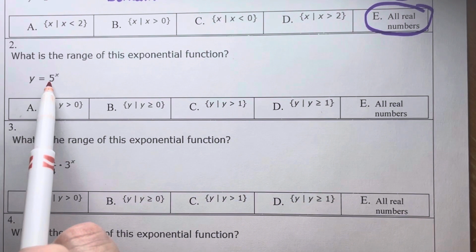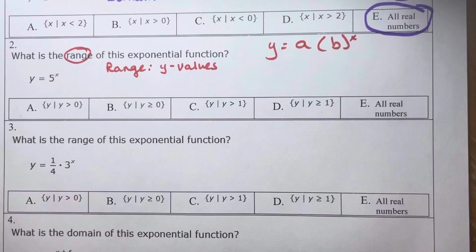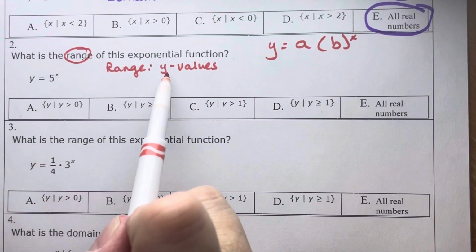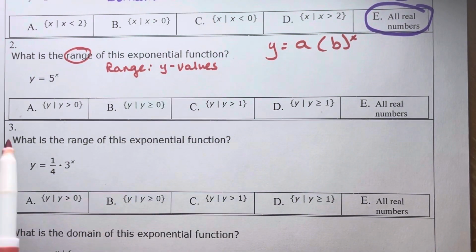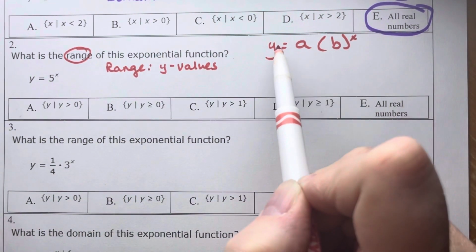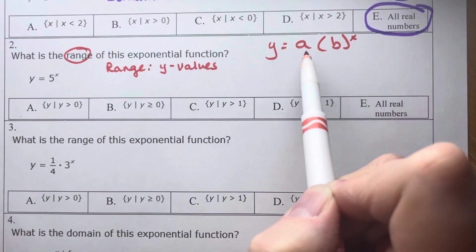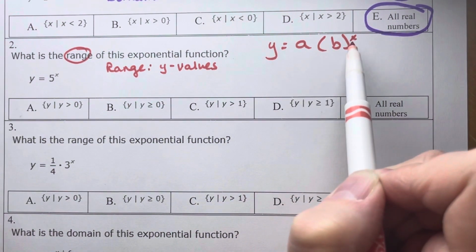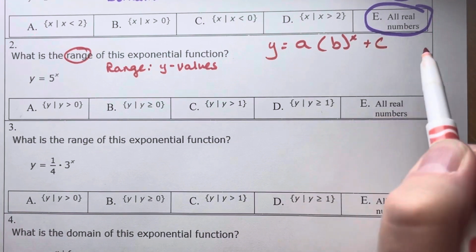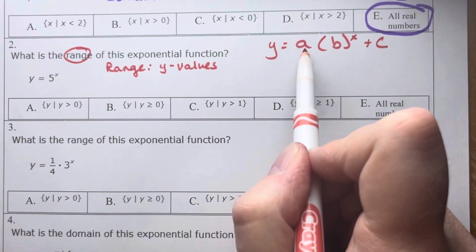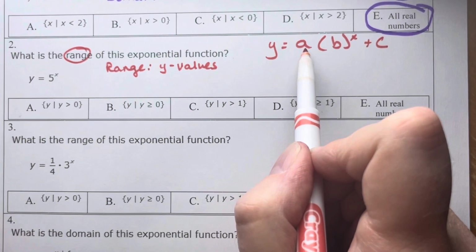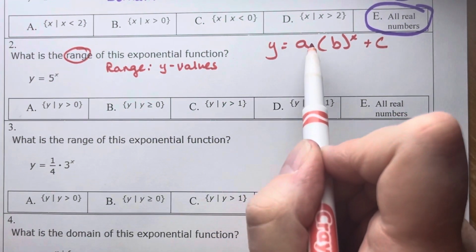In example 2, we are asked to determine the range for our exponential function where y is equal to 5 to the x power. Since the range is asking us to discuss the y values for the given exponential function, we return to our parent function of a times b to the x power plus c. So we saw in the introduction that if a is a positive number, then we will be moving upward.